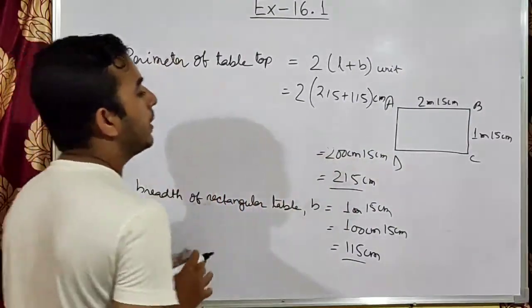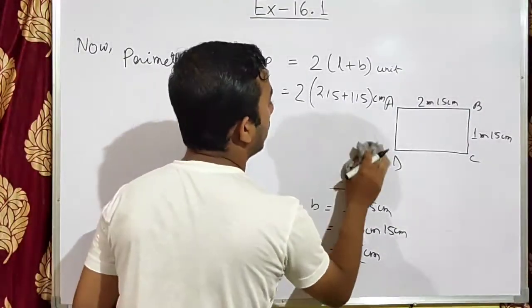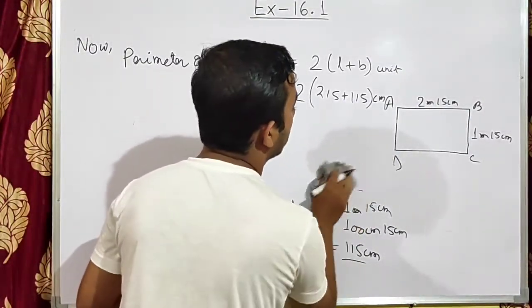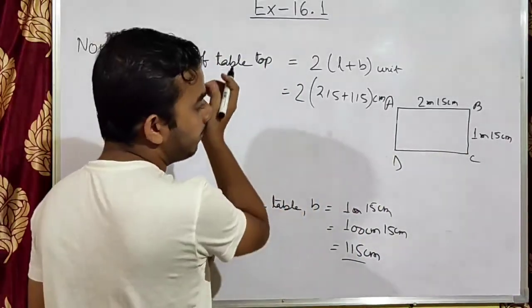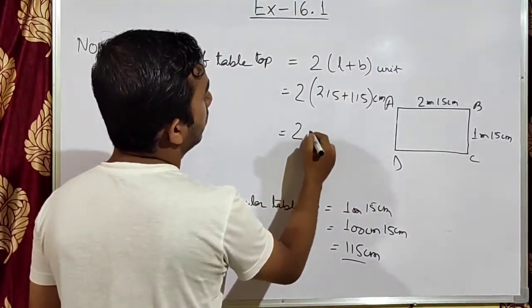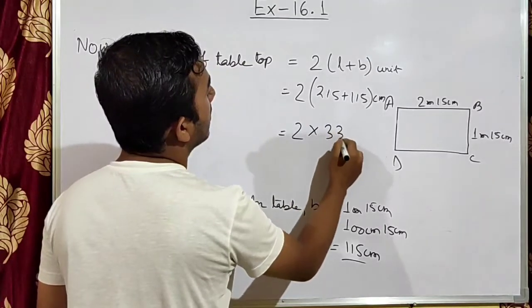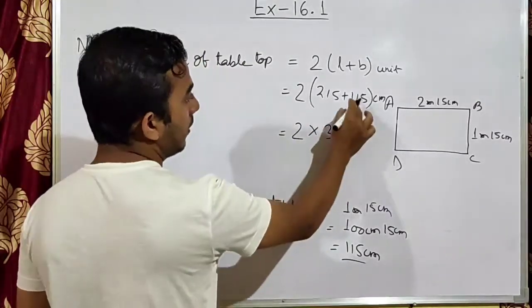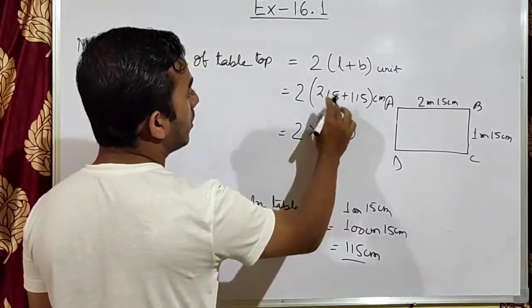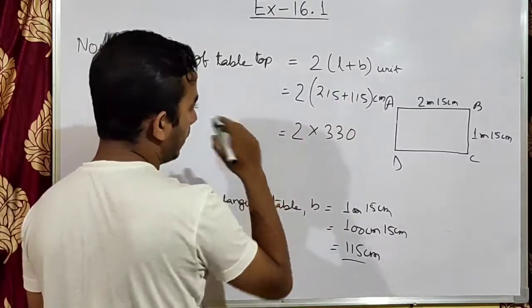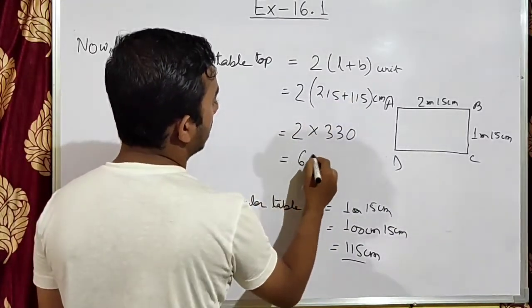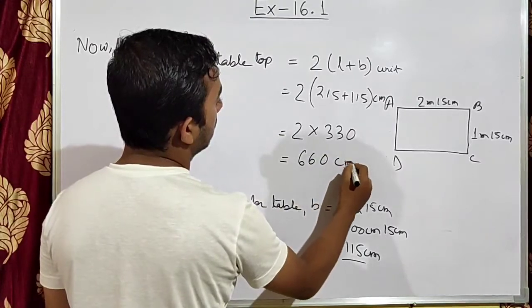Clear? Okay. Now let's add 215 with 115. It will be what? 2 into 330, right? 330, right? Then 2 into 330 is 660. So it is 660 centimeter.